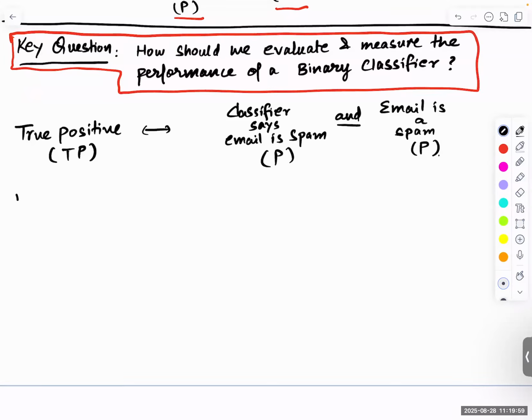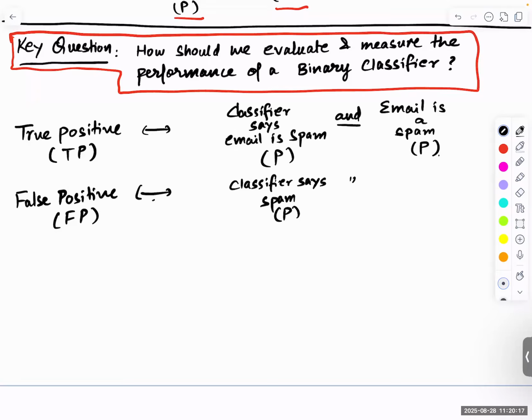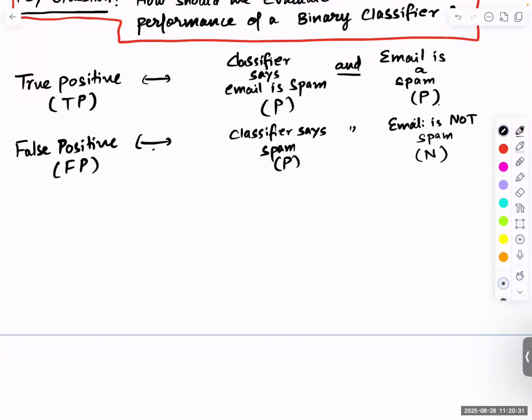You can also define false positive. So what is false positive? Denoted in short as FP. The classifier says spam and the email is not a spam, which means the ground truth was N, but the classifier said P. Okay. As you can imagine, there are two other possibilities.